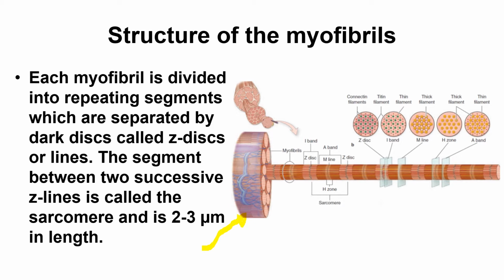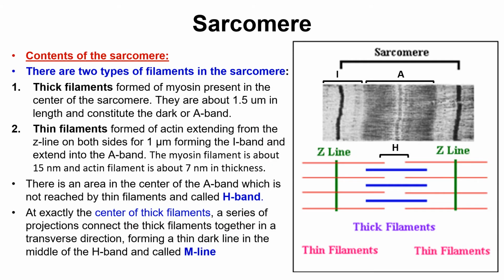As we see here, it's composed of repeated functional subunits called sarcomeres. Each sarcomere lies between two Z lines or Z discs. Let's focus here on the sarcomere. The sarcomere contains two types of filaments.